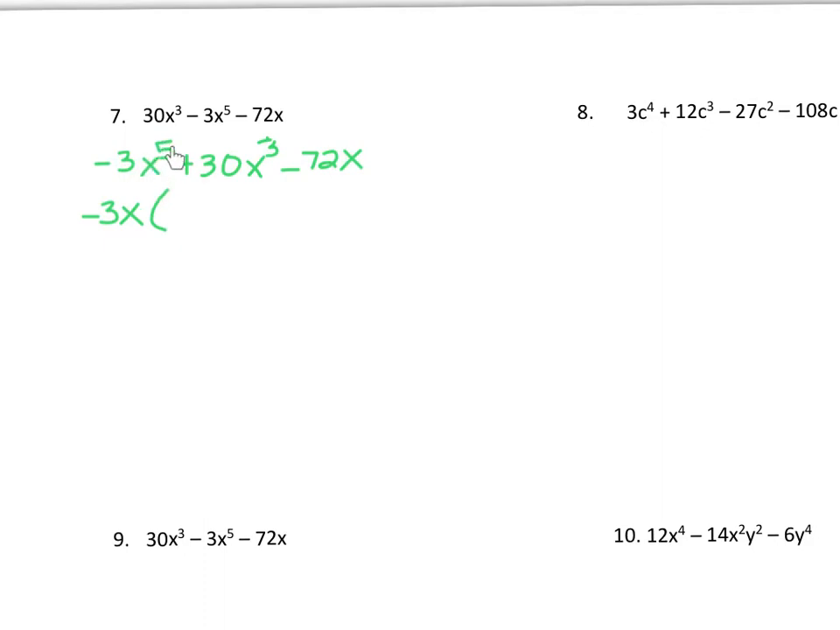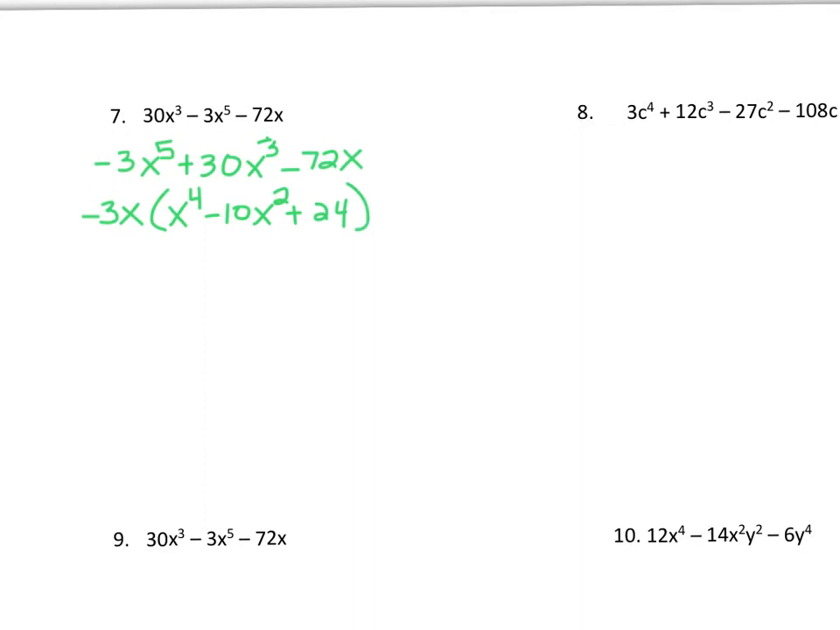We had 5 x's being multiplied together, but we took one of them out, so that leaves us with x to the 4th. Now be careful with your signs here, because positive 30 divided by negative 3 is negative 10, right? A positive divided by a negative is negative. And then we had 3 x's being multiplied together, but we took one of them out, so it leaves us with 2 x's being multiplied together, which we write as x squared. And then again, be careful with your signs. A negative divided by a negative is a positive. So negative 72 divided by negative 3 is positive 24. And then we had an x over here, but we took it out, so we don't put it here. So let's just close up the parentheses.